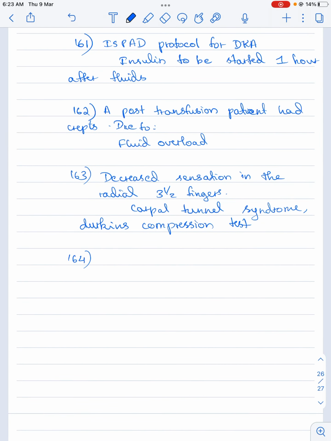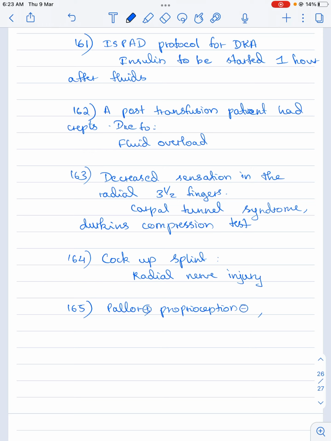Question number 164. Cock-up splint is used. An image was given of cock-up splint. It is used for radial nerve injury. Next question.